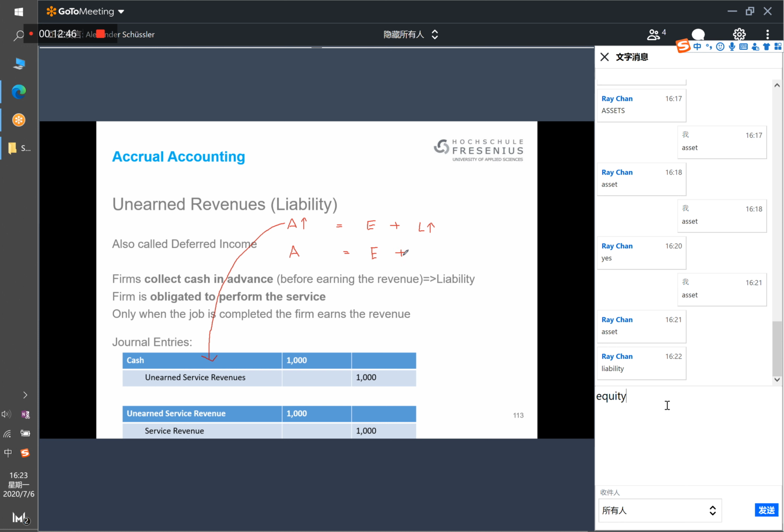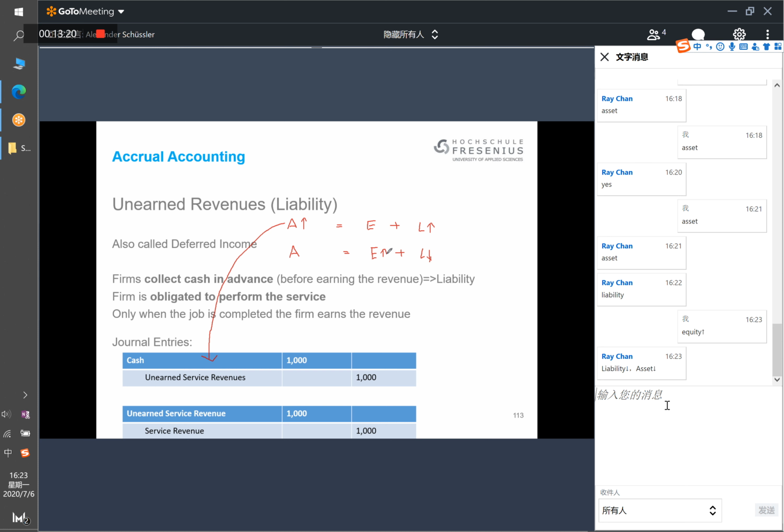If I debit unearned service revenue, this is a debit. It is a liability. Yeah, you already said that it's a liability. And does the liability go up or down here in the second case? Liability goes down. Sorry, you're right. And equity goes up. Yeah, very good, very good.